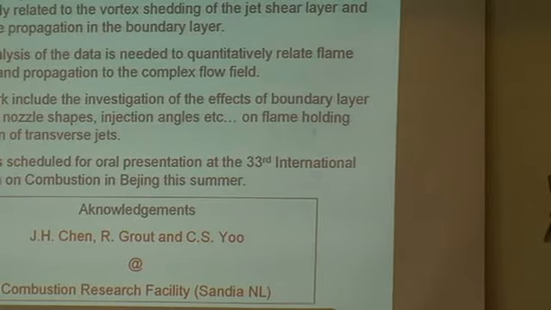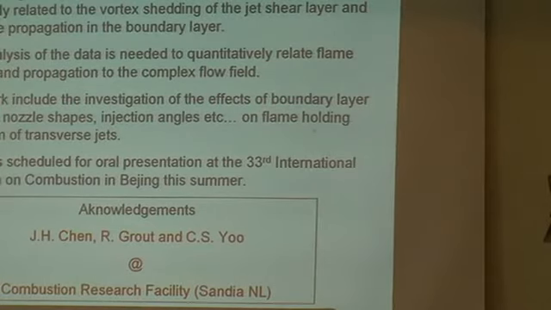What I was trying to point out was that if you do this with Grant's code and you assume that your turbulent fluxes are equal to D times the gradient of the mean scalar, you would make a mistake. That's all.